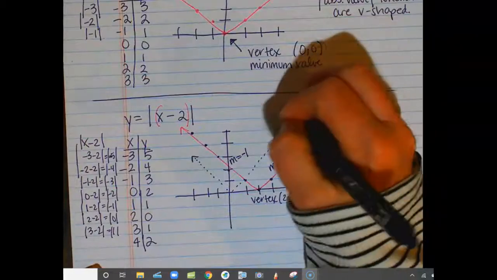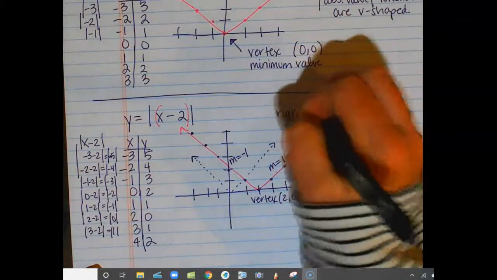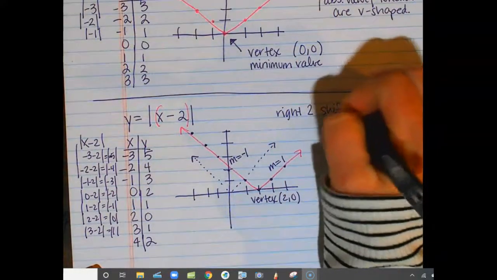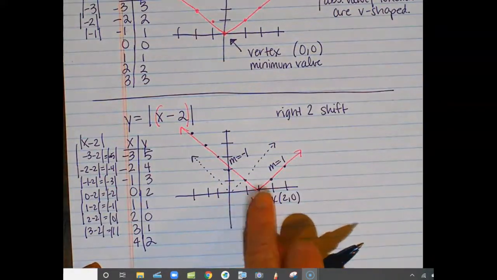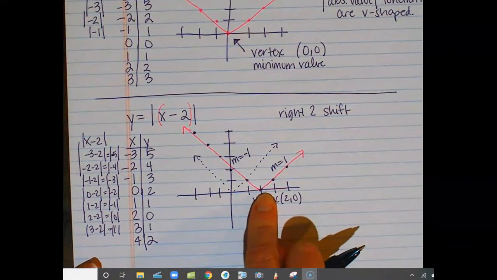So this had a right 2 shift compared to the origin. The origin was at (0, 0), and this went right 2. Okay, and we're going to do several graphs on the calculator in just a minute so you can see all the different translations.